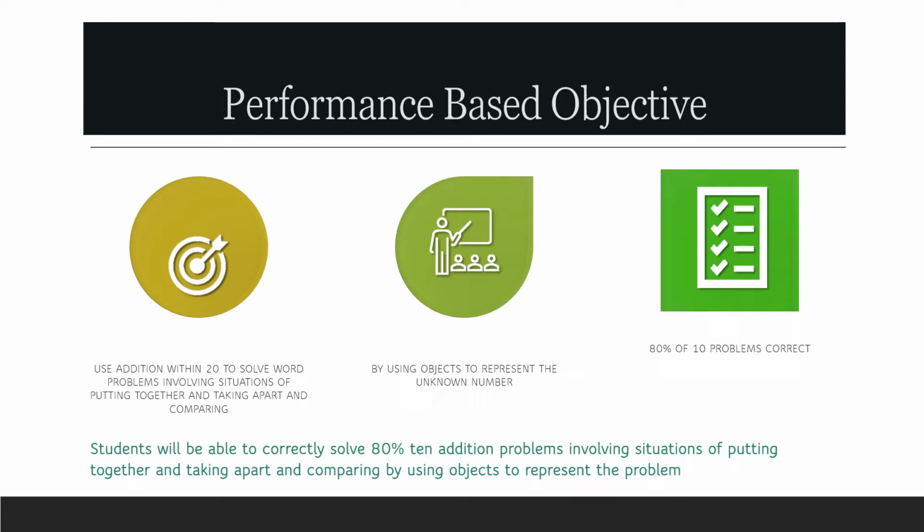So let's go to some examples. My first example is this same first grade standard, and the target behavior is to use addition within 20 to solve word problems involving situations of putting together and taking apart and comparing. I cut that down a little bit. They're not going to do everything. They're just going to put together, take apart, and then compare them. And they're going to do that by using objects to represent the unknown number.